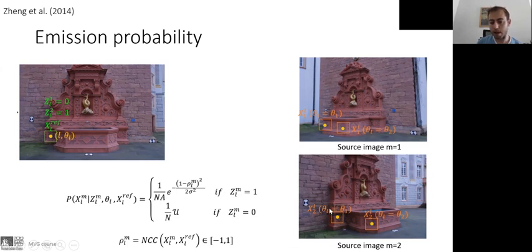So for example, in this case where it is observed, I can give some information about the likelihood of this pixel being a corresponding point because it is observed. But here I cannot find any use for the normalized cross correlation because it's not observed.